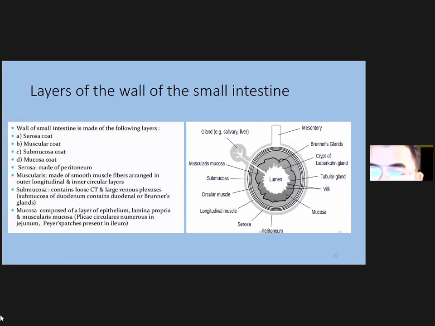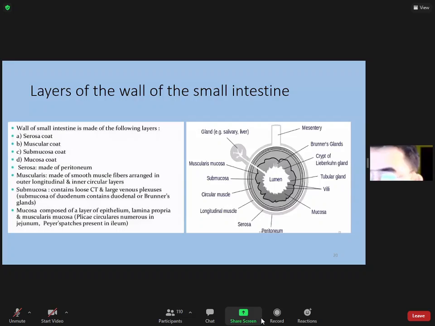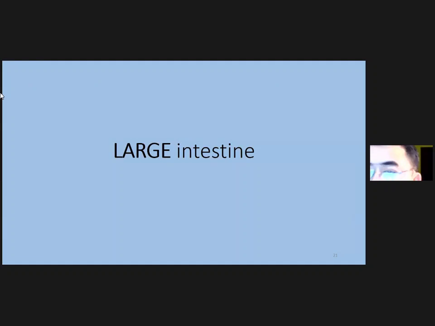The submucosa contains loose connective tissue and large venous plexuses, containing the glands of Brunner. And the mucosa is composed of layers of epithelium, lamina propria, and the muscularis mucosae. The plicae circulares and the Peyer's patches are actually contained in the mucosal layer of the lumen. Okay. Now we go to the large intestine.